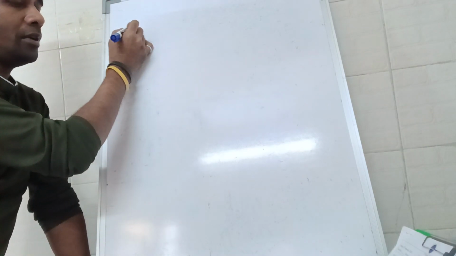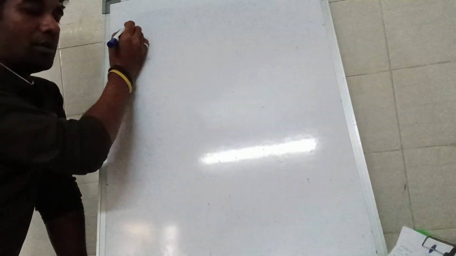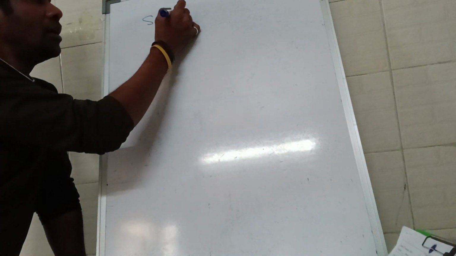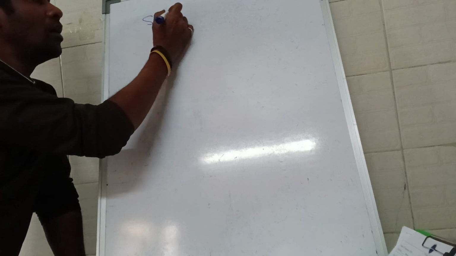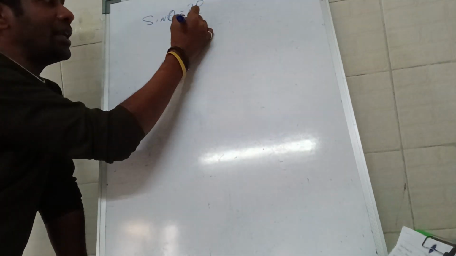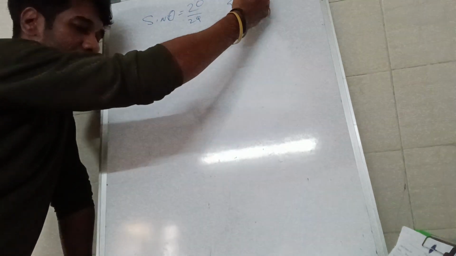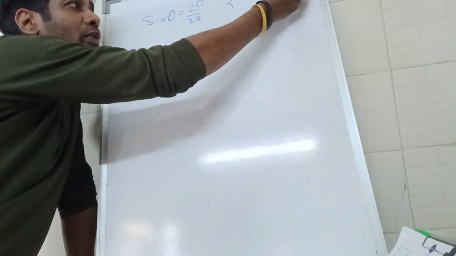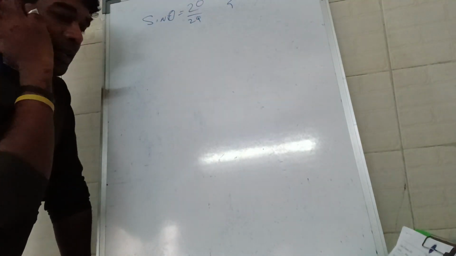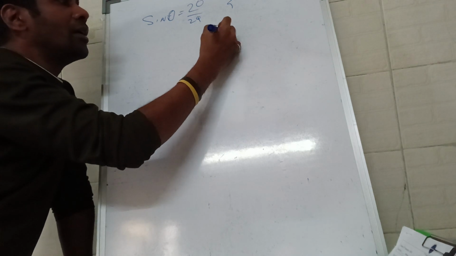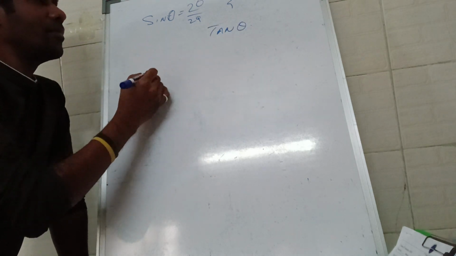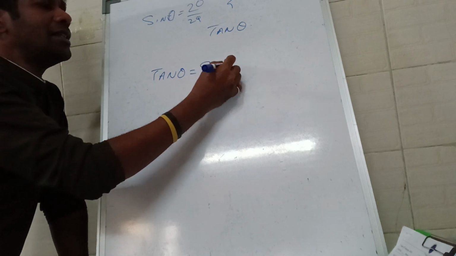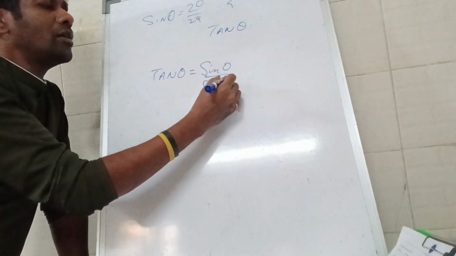Question 1b, sum number 3. If sine theta equals 20 by 29 and cos theta is equal to 21 by 29, I have to find tan theta. The formula for tan theta is sine theta upon cos theta.